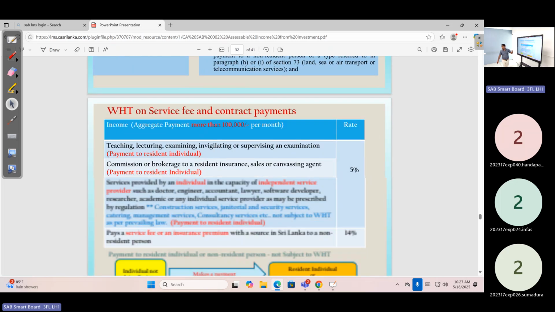Right, so then the 5% withholding tax application. This type of thing: teaching, lecturing, examining, invigilator, supervisor and examination payment. If the payment is more than 100,000 per month, 5%. Commission, brokerage to resident insurance. That is insurance commission.